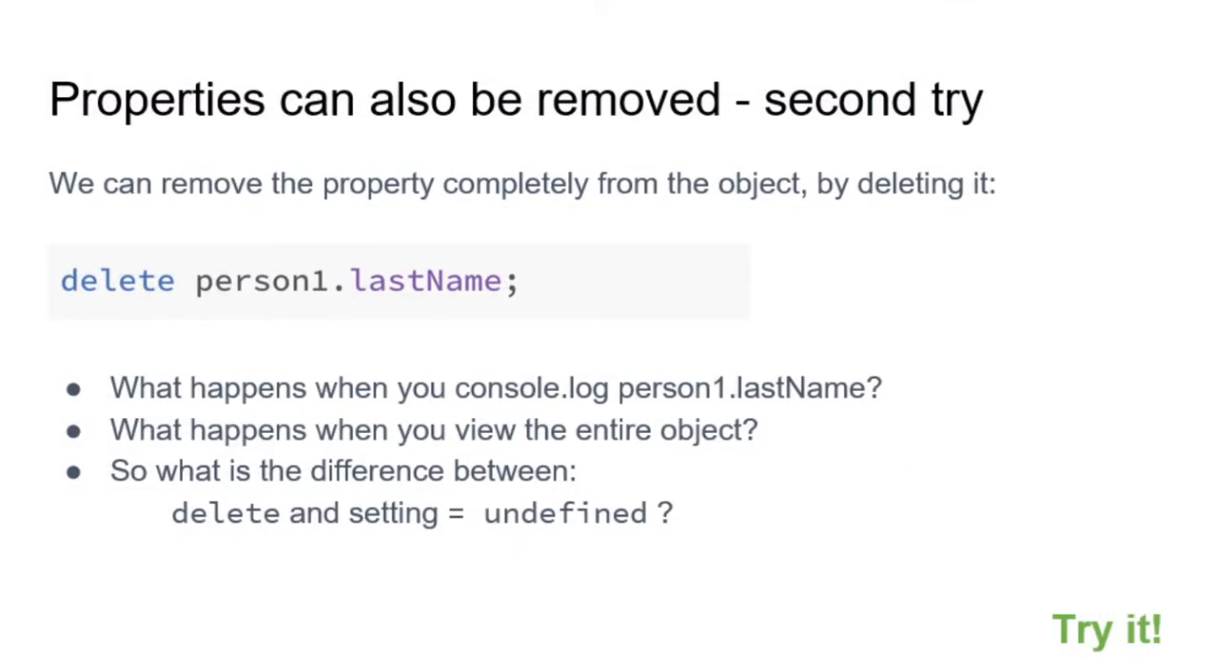So the difference between deleting and setting to undefined is deleting removes the property completely, so you can never see that it was once part of the object, whereas setting it to undefined sets it to the value of undefined, just like setting it to a string or null or anything else.